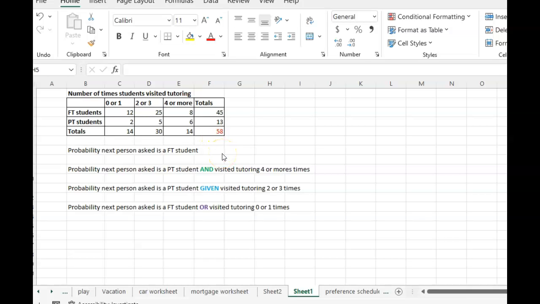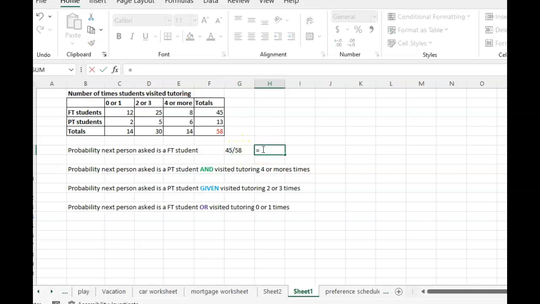So the first question, we want to know the probability that the next person asked is a full-time student. Well, the total number of students is 58. Out of that 58, 45 were full-time. So our probability will just be 45 divided by 58.